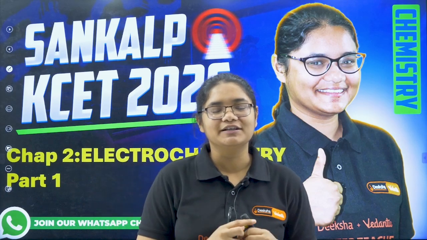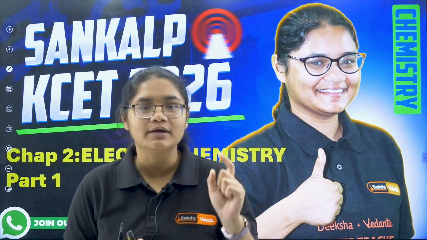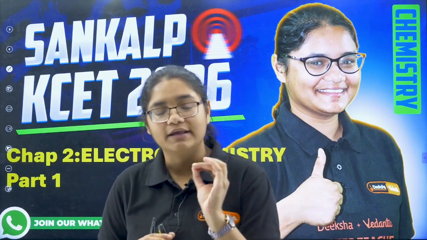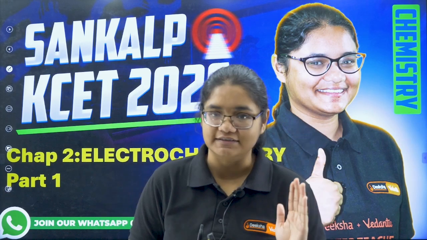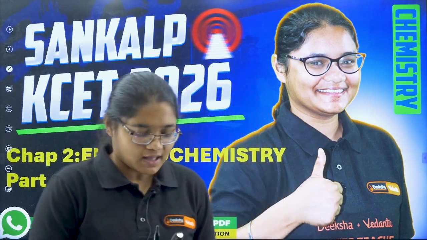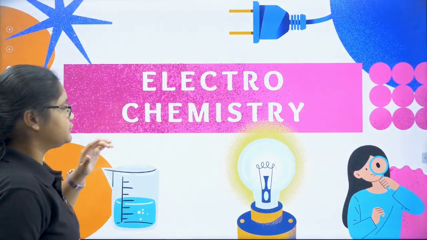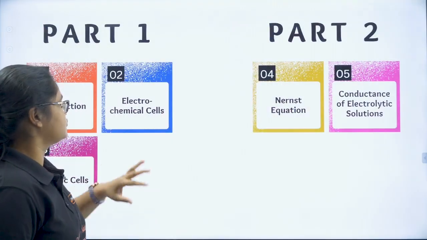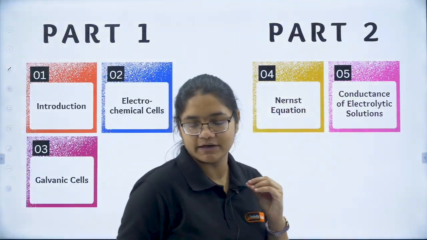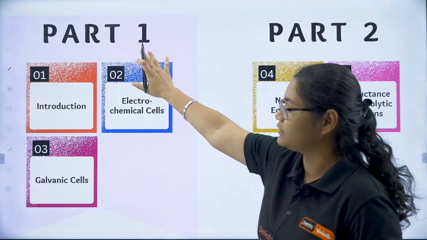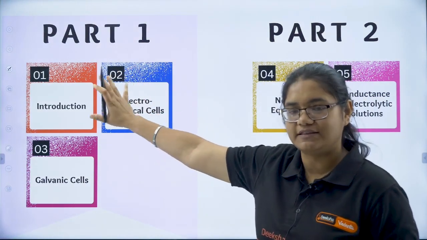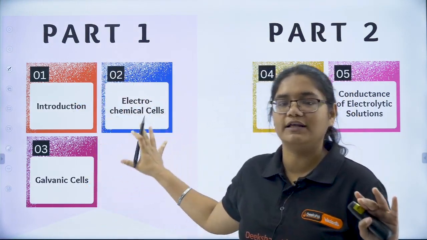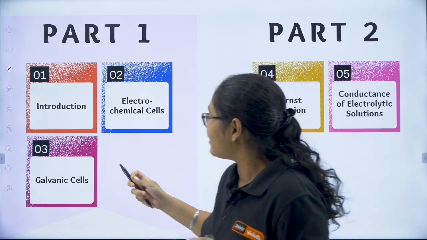Students, I want all of you to sit with a notebook and a pen and note down all the important things that I'll be discussing in today's class. Today's chapter, as you all know, is electrochemistry. How many parts do we have for this chapter? I have 4 parts, but in today's class we will be doing part 1.